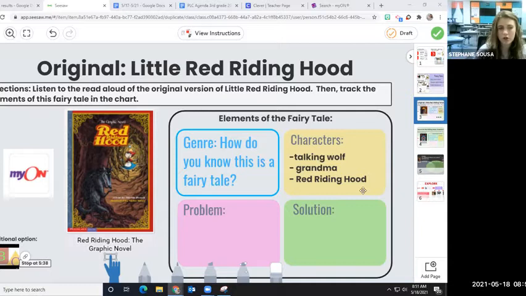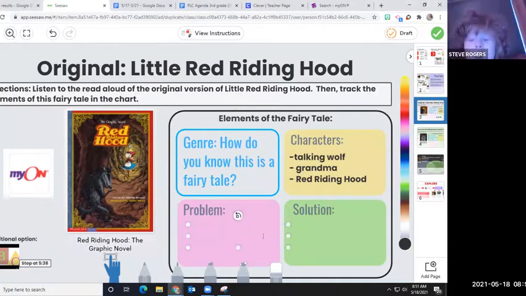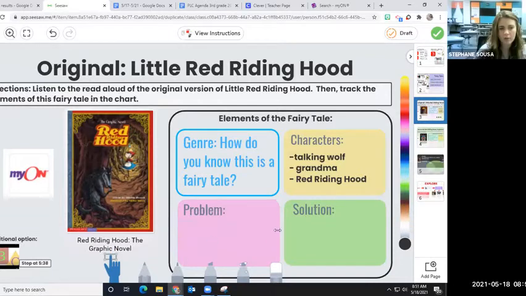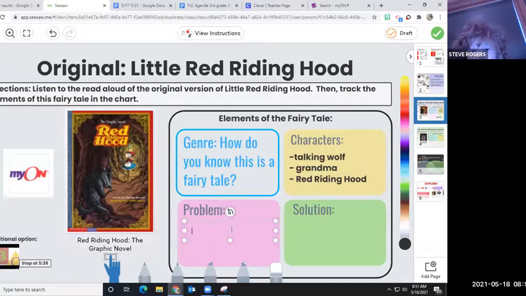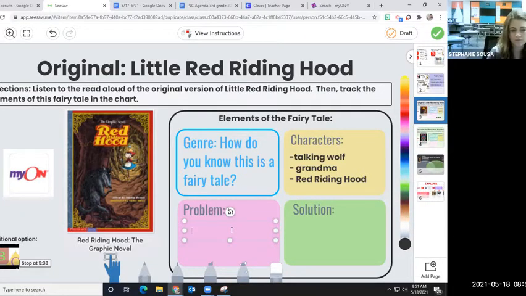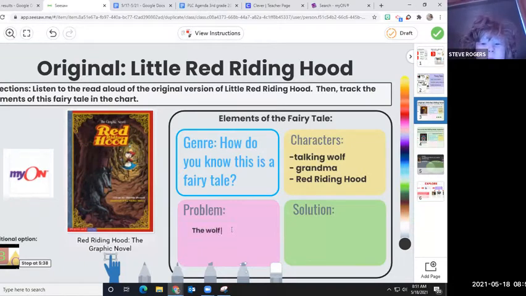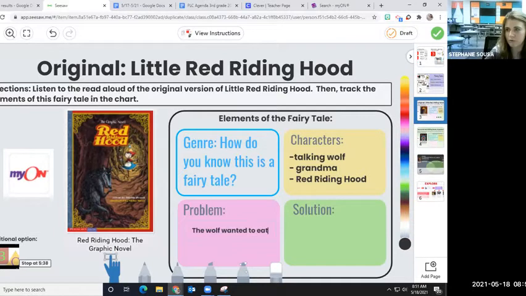Who was our good? Who was our evil? Steve, who was our good character? Little Red Riding Hood and Grandma. And what were their problems? A talking wolf. All right. And what problem did they all have together? The wolf. The wolf wanted to what? Eat them. Ah, that's terrible. The wolf wanted to eat them. That's a very large problem to have, right? When you want to stay alive, you don't want a wolf eating you.